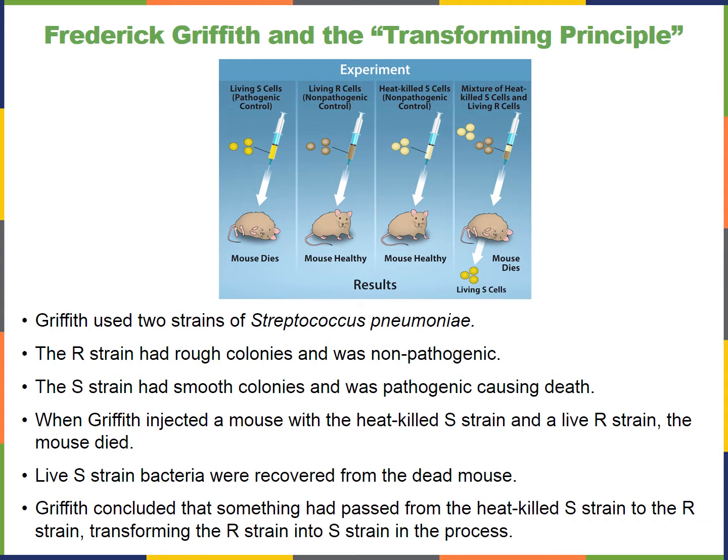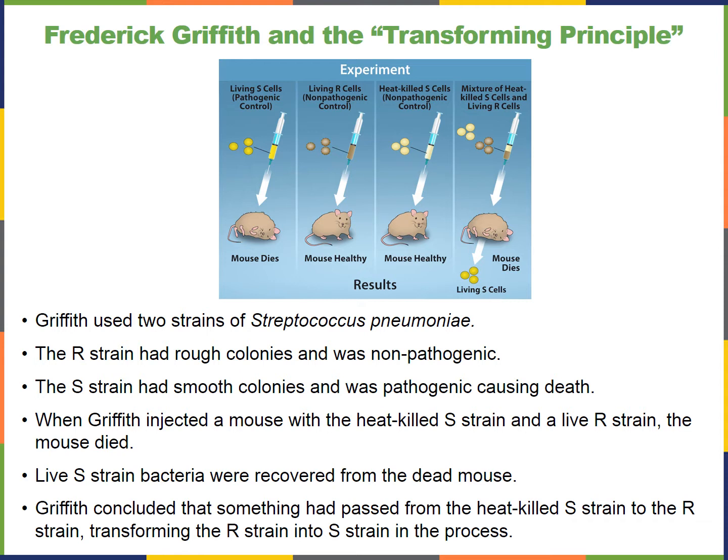So when Griffith injected the living S strain into mice, they died from pneumonia. But when he injected the live R strain into mice, they survived. In another experiment, when he injected mice with the heat-killed S strain, they also survived. This experiment showed that the capsule alone was not the cause of death.